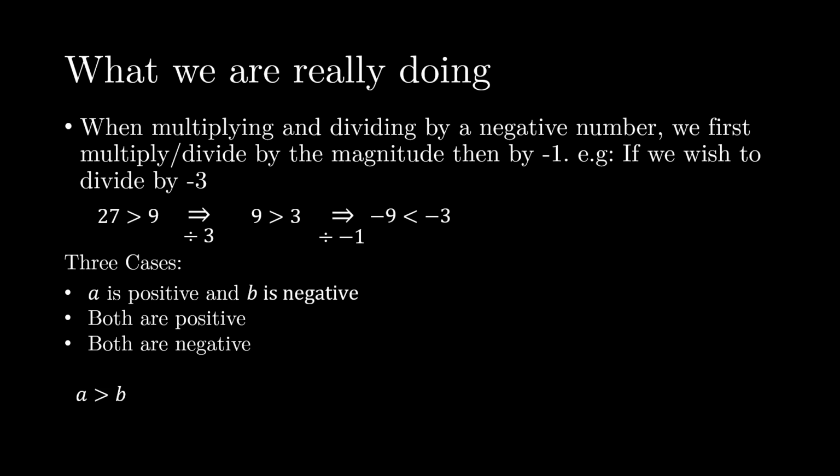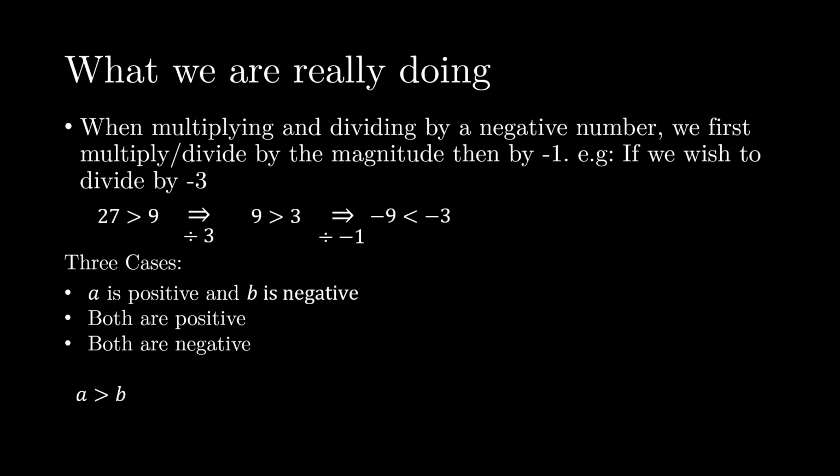Let's think about our first case, where a is positive and b is negative. If we multiply or divide the inequality by a negative number, then a will turn negative and b will turn positive. As we previously said, a positive number always has to be greater than a negative number, so we have to flip the inequality sign to account for that.